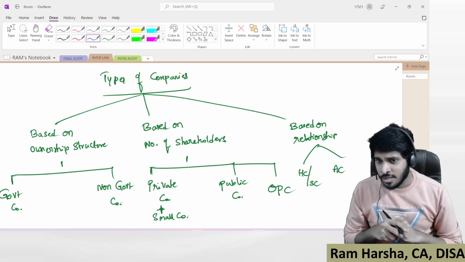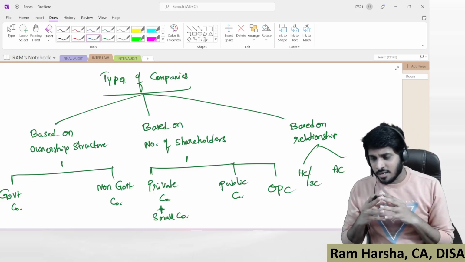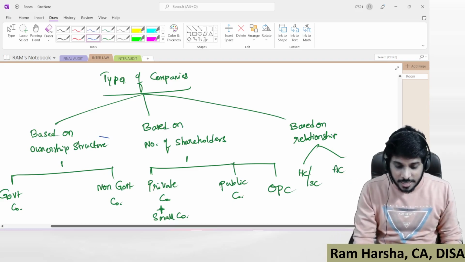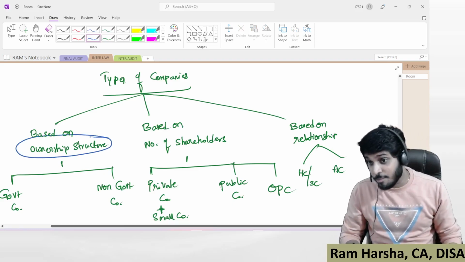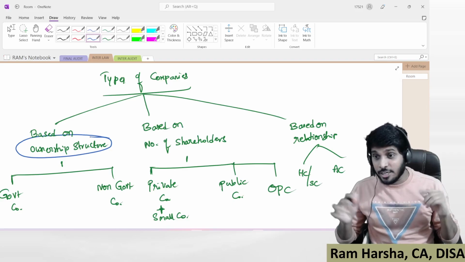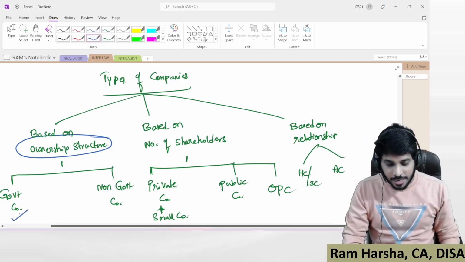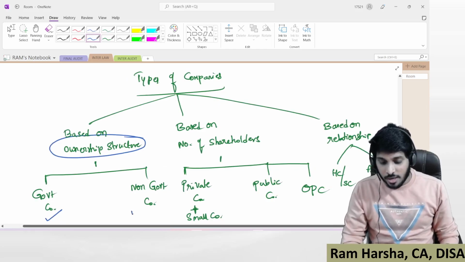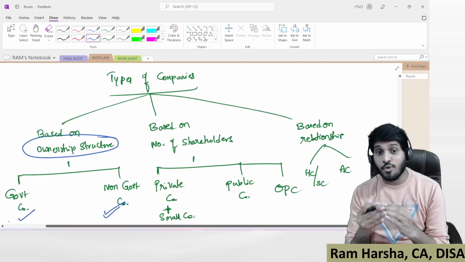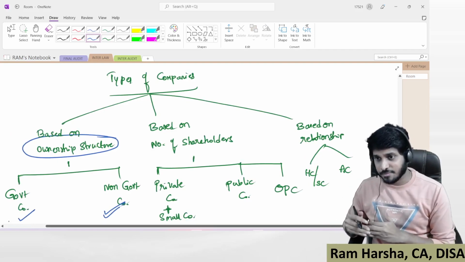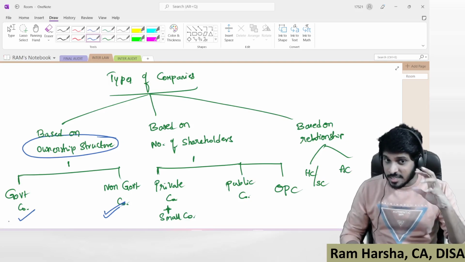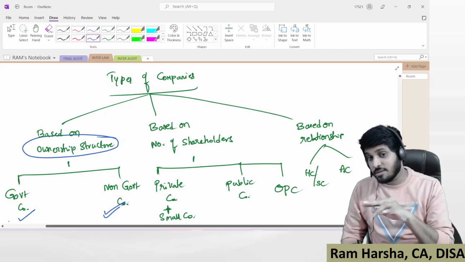Fine. I classify companies based on some criteria. The first criterion is ownership structure. Based on ownership structure, companies are broadly classified into two types: either a government company or a non-government company. What is a government company? What is a non-government company? I'll come to that in more detail later.